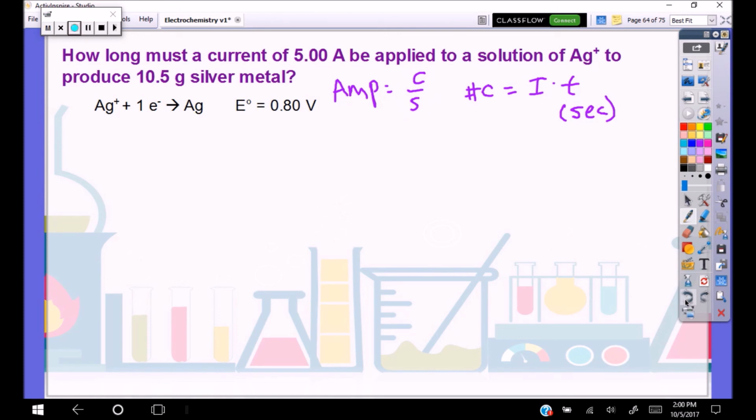So, unfortunately, there's no real way to use that grams right off the bat. So, you guessed it, what should we do? Let's convert our grams into moles. So, we want to know how long it takes to make 10.5 grams of silver. We convert that to moles. We need moles of silver on top.